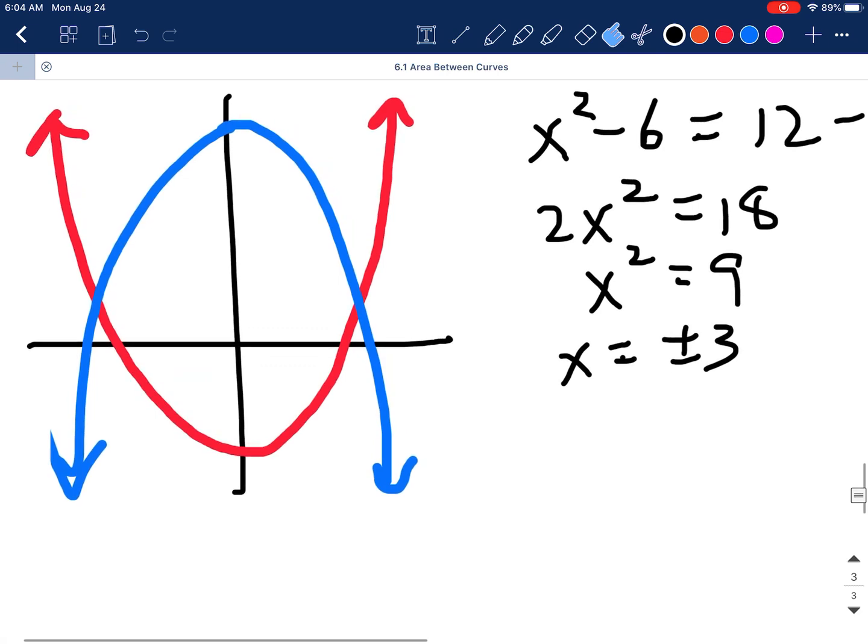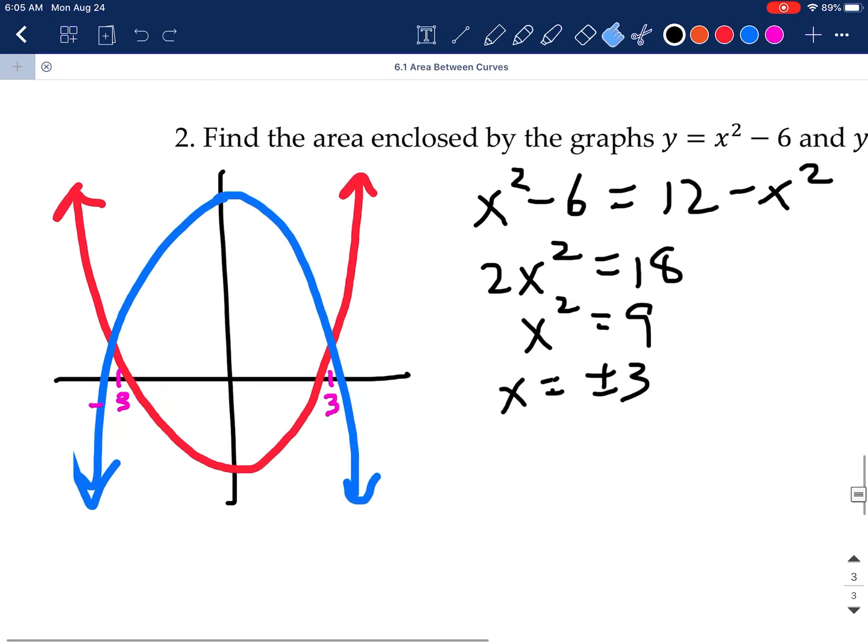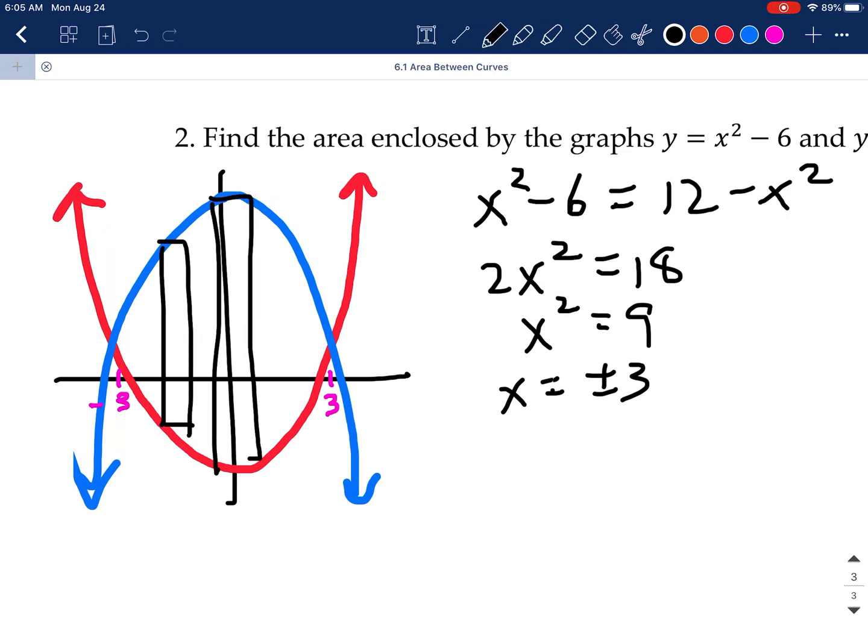Now, I still highly, highly, highly recommend drawing graphs, even if you know what the general graph is going to look like. For all of these examples, definitely don't use a calculator. Get a little bit of practice in without using your calculator here. So -3 to 3, and we can clearly see there's not going to be an issue with having to split the area into multiple pieces. So top minus bottom is going to work for us.